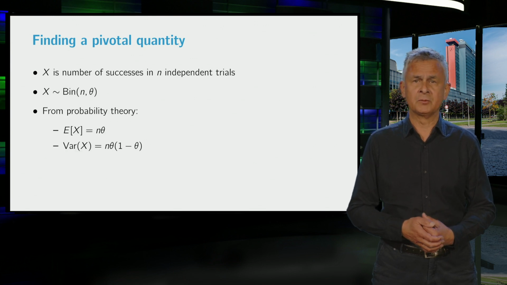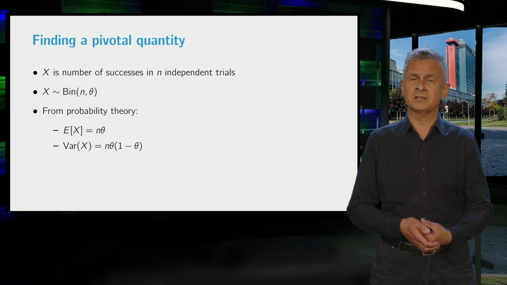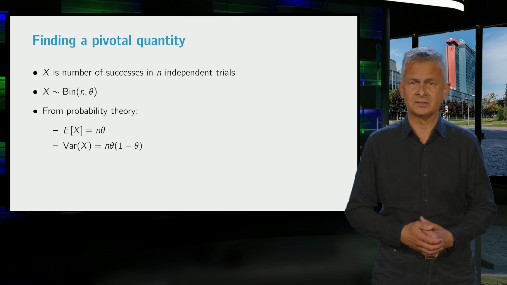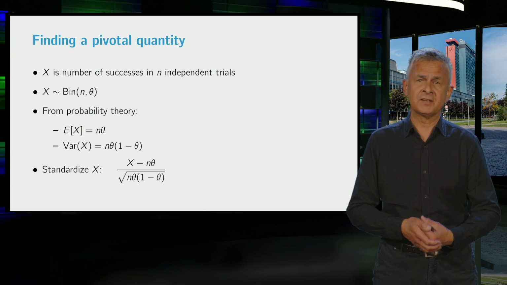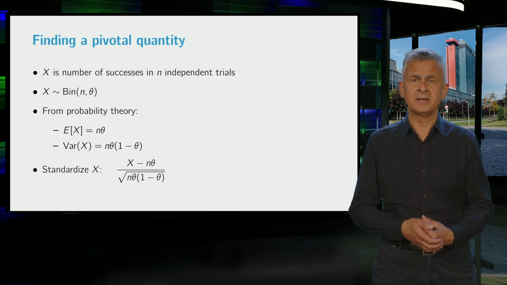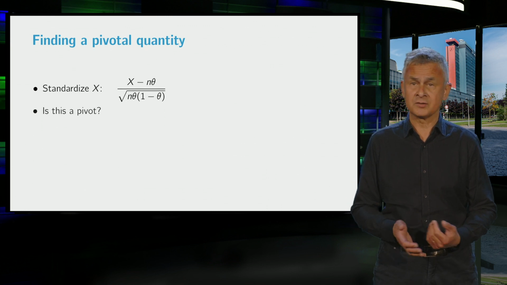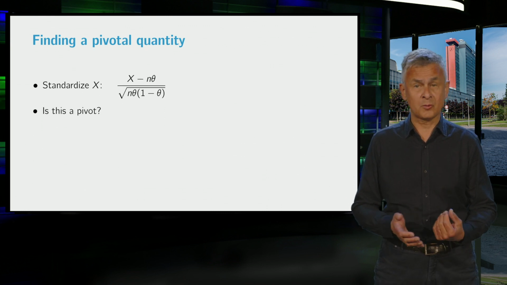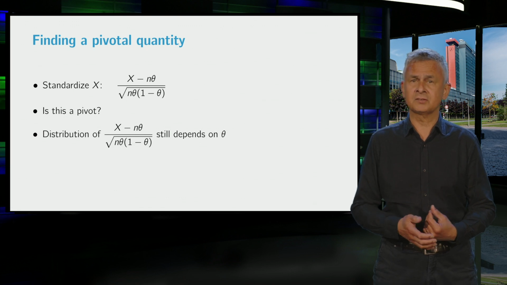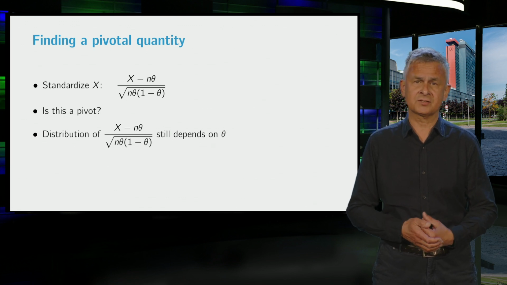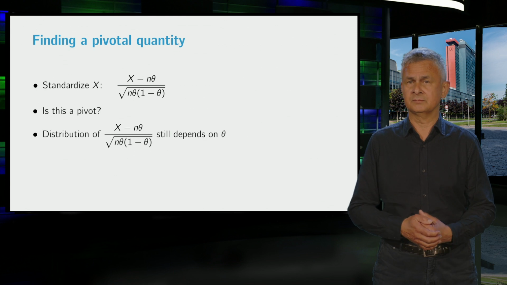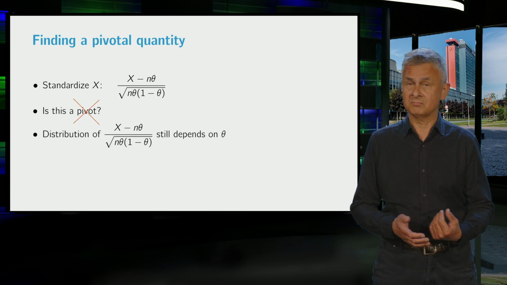From probability theory, we know that x has expectation n times theta and variance n times theta times 1 minus theta. Now we standardize x by subtracting its expectation and dividing by its standard deviation. Does this give us a pivot? Unfortunately, it turns out that the distribution of the standardized x still depends on theta. Therefore, it is not a pivot.